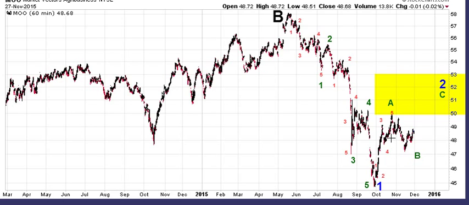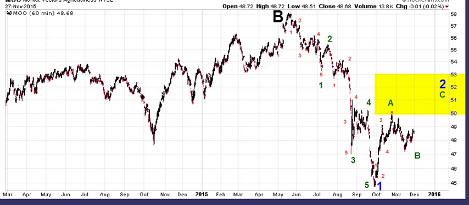Currently, it is in a recovery off September's low, and that recovery is likely not done. It's probably going to keep going into this yellow area. But as long as that recovery stays below 53, we're going to be looking for a larger decline to form off the 2015 high. So once this recovery completes, this looks like a pretty good short opportunity for you. You can start with a stop level at 53 and then probably trail it as the decline develops from there.